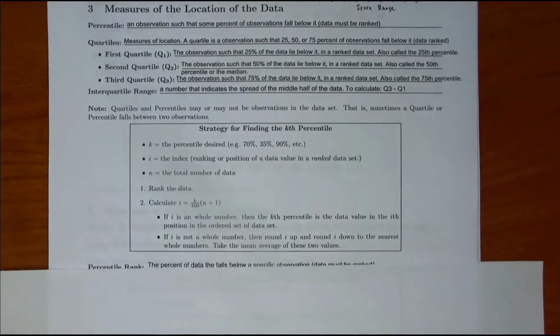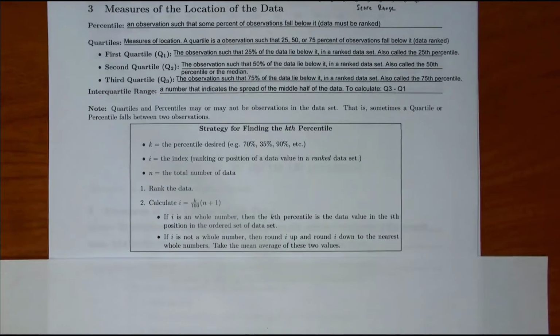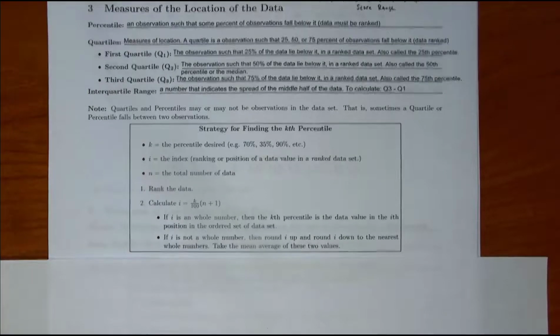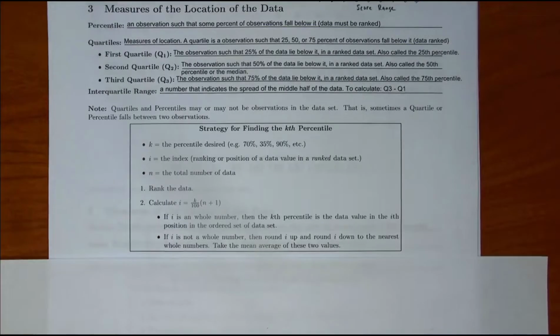Now, it might look like a bunch of directions here that are complicated, but it's not too bad once you figure out what's going on. So there's a K in our formula. K is the percentile you want to calculate. 70, 75, 20, 25, 50, 30, 10, 5, 1. It's whatever percentile you want to calculate.